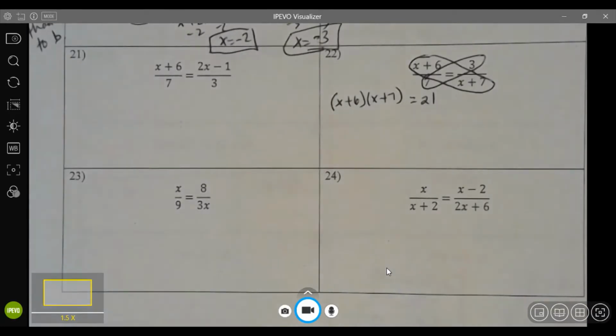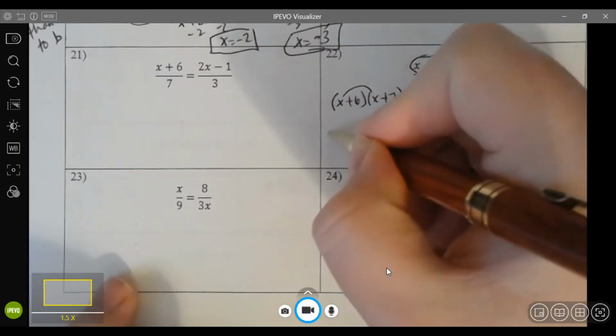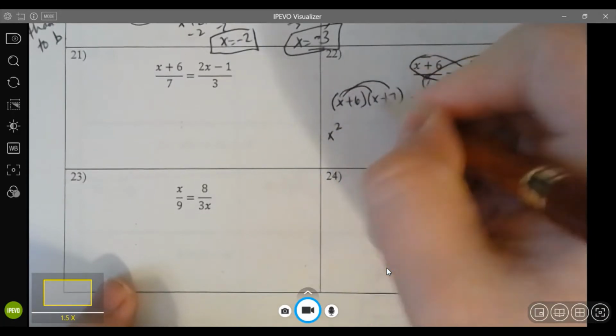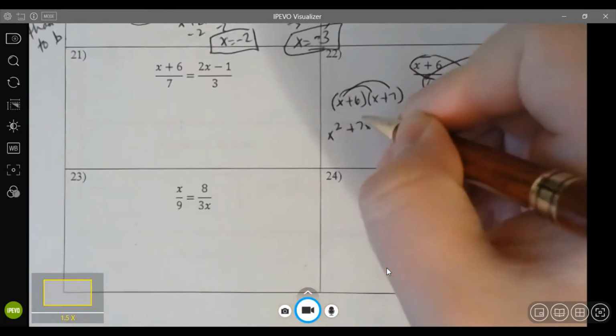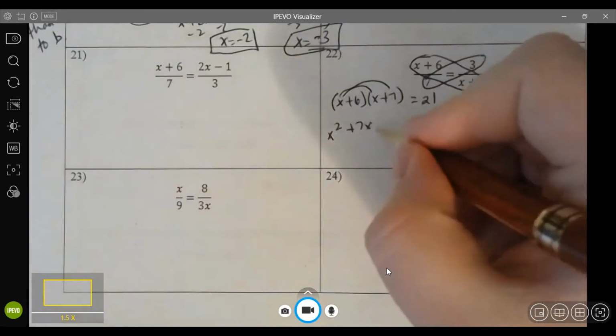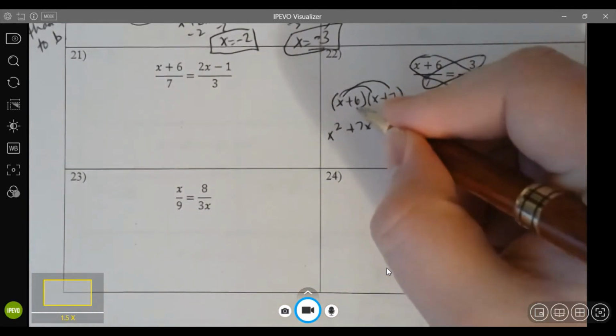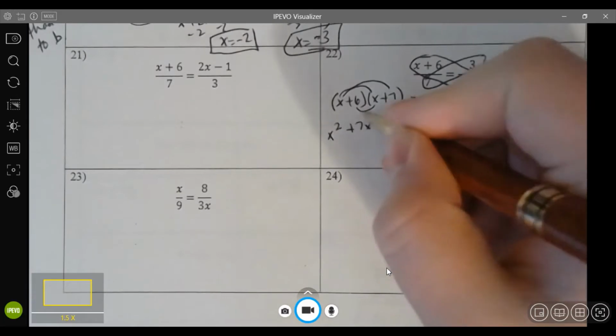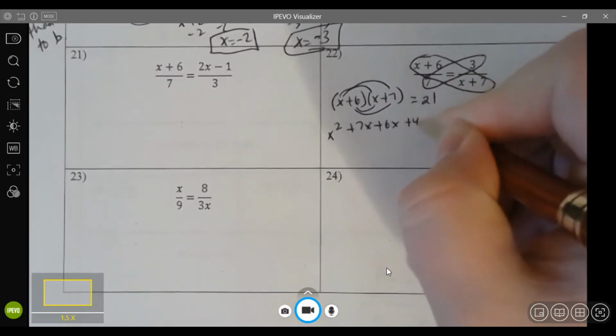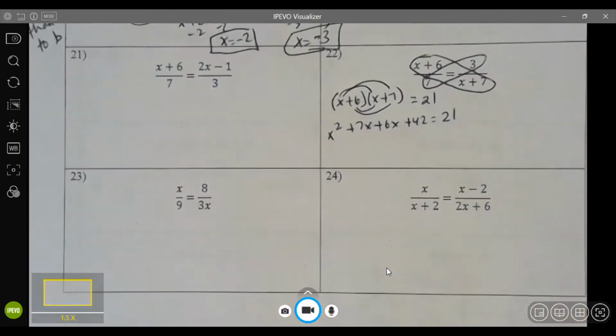So next, what we're going to want to do is distribute this through. So we'll FOIL x plus 6 and x plus 7. So x times x is x squared. X times 7 is 7x. And then we'll do the inner. So 6 times x is 6x. And then 6 times 7 is 42. And that equals 21. So I have x squared plus 7x plus 6x plus 42 equals 21.